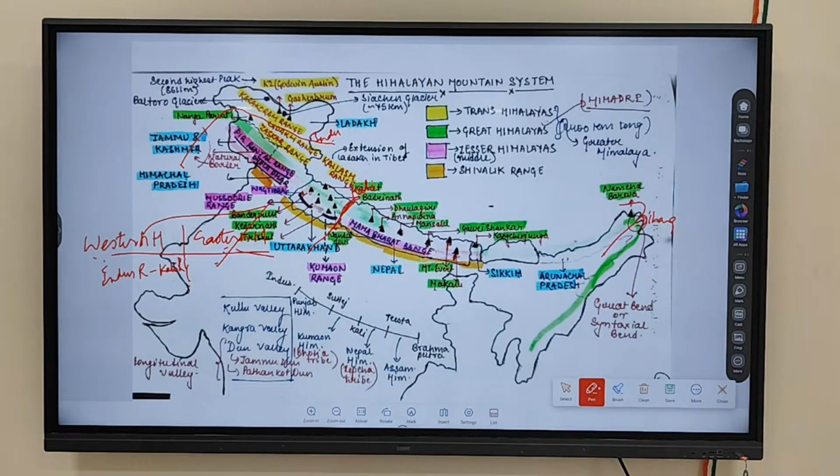So from Indus to Kali, it is known as which type of Himalayas? Western Himalayas. From Kali to Dihang, it is known as which type of Himalayas? Eastern Himalayas. Fine.